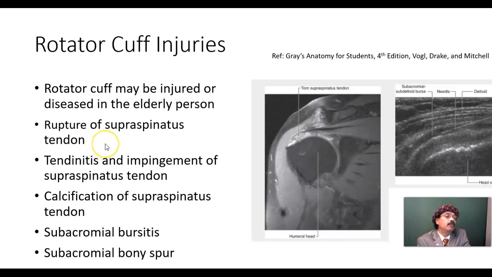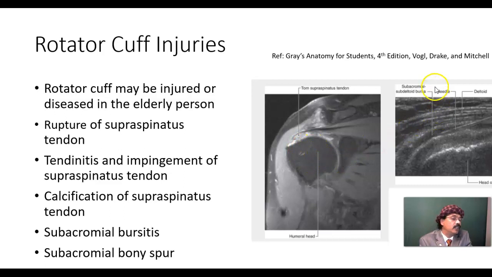Sometimes it may be asymptomatic. So we are getting this torn supraspinatus tendon. This is an MRI. This is the torn supraspinatus tendon. This is the humeral head. This forms the head of the ball and socket joint. Okay, this is the ball, and the socket is the scapular glenoid cavity.